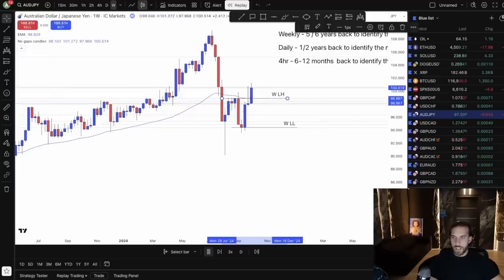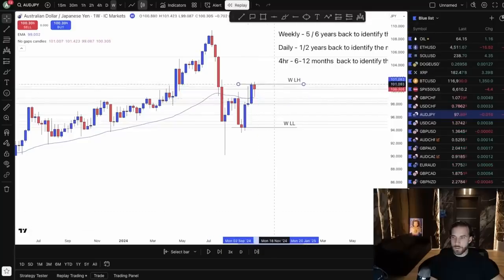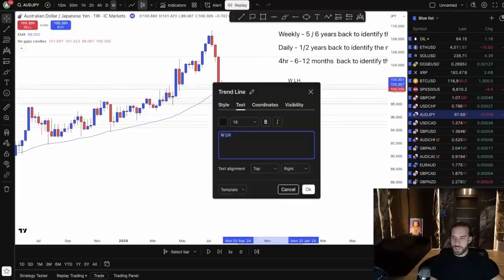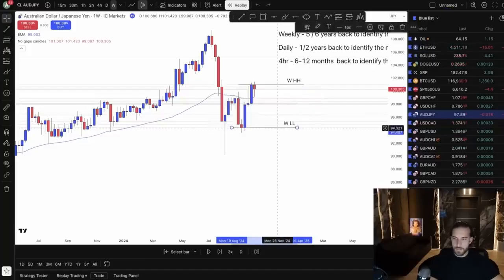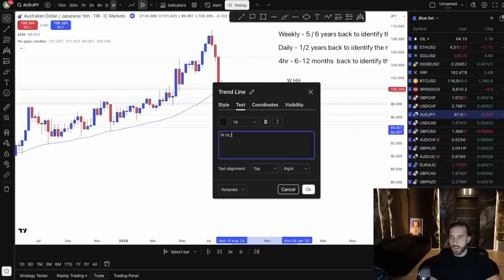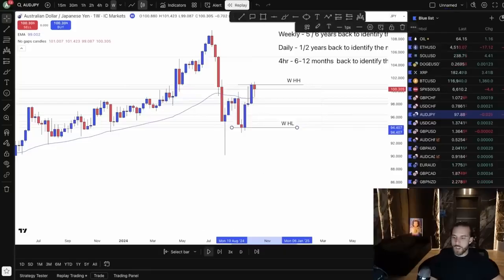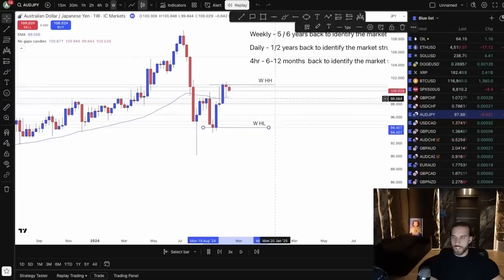And would you look at that? We did indeed body candlestick close above. This becomes the higher high. So this is now the weekly higher high. And then this becomes the weekly higher low. And we basically do this all the way up into the point where we understand where the market is right now.